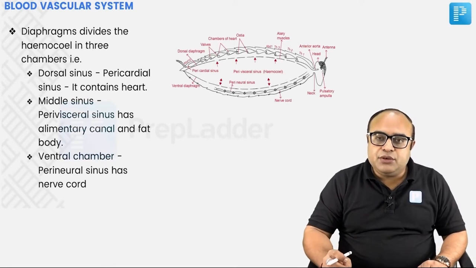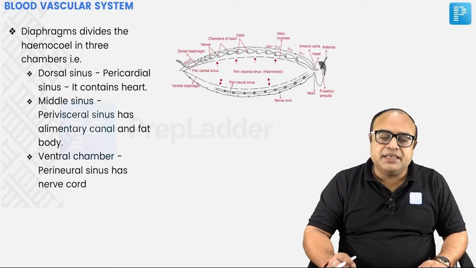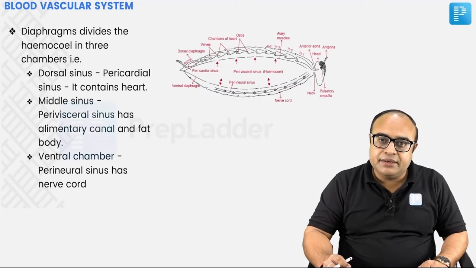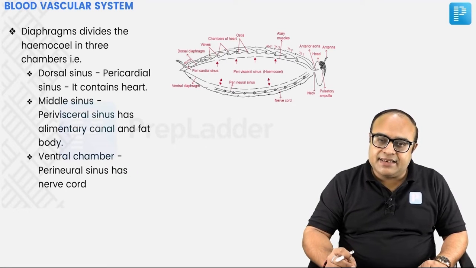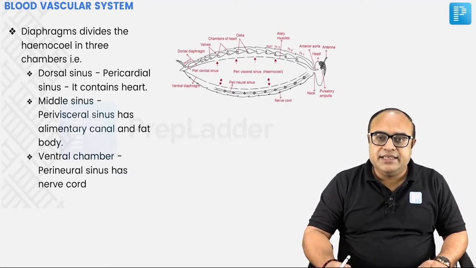So, as I told you, the hemocytes are present, but they do not carry any respiratory pigment. And hence the blood is colorless, which is known as hemolymph, and it is colorless and is circulating inside the coelomic cavity of the cockroach.